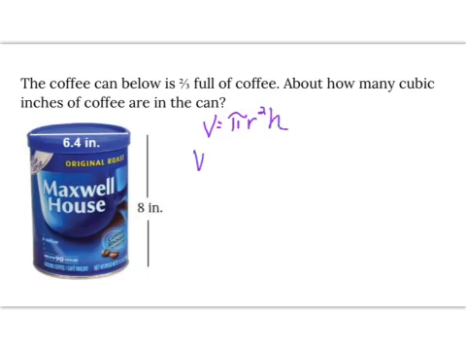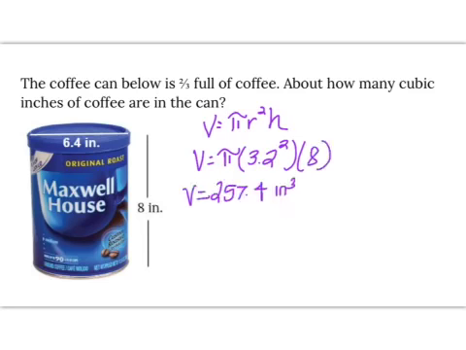Then I'm going to find how much can fit into the whole cylinder. So I'm given my diameter because the 6.4 is all the way across. So I need to divide that in half, divide it by 2, and I get 3.2. Square it, and then I'm going to multiply it by its height. Again, I'm going to round to the nearest tenth, and I get 257.4 cubic inches can fit into the entire can.